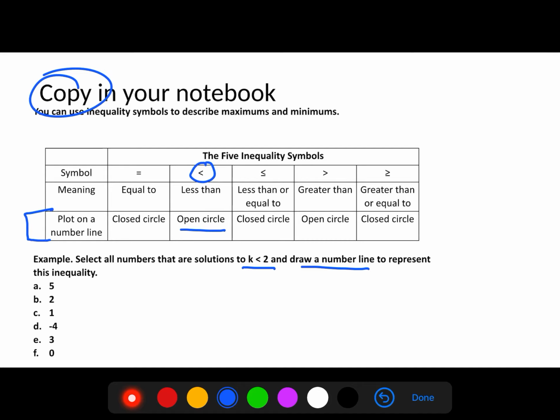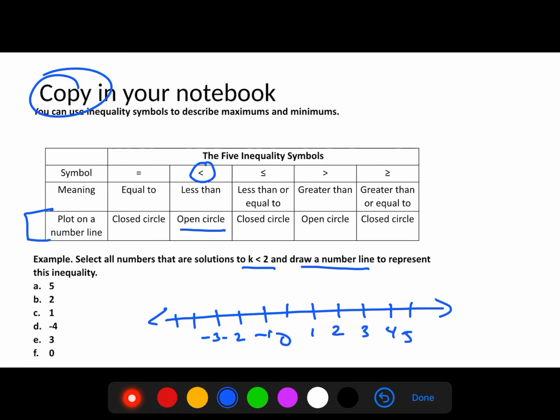It says select all the numbers from A through F that are solutions. If you have a number, I like to actually draw the number line first, right? You can put a 0 in the middle, 1, 2, 3, 4, 5, negative 1, negative 2, negative 3, negative 4, negative 5, and you can label it. I know your number line is not going to be perfect, especially if you don't have graph paper, but that's okay. Neither is mine. So at 0, k is less than 2. Here at 2, remember it's going to be an open circle.